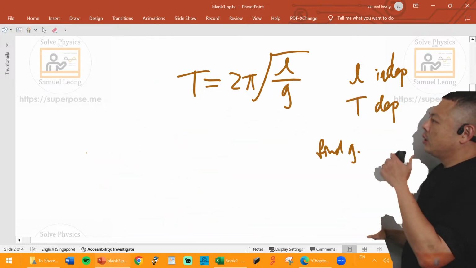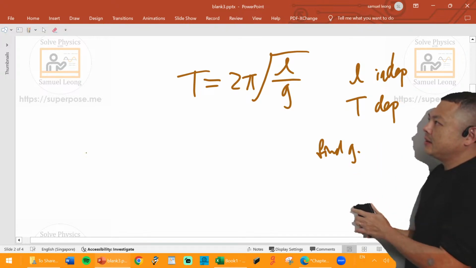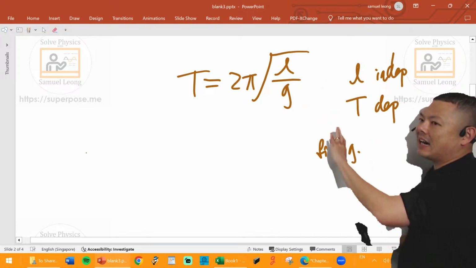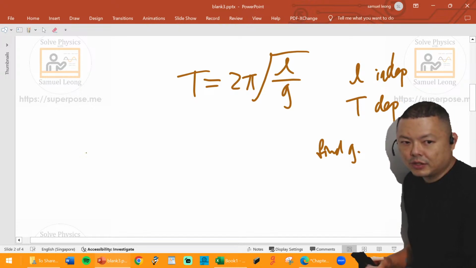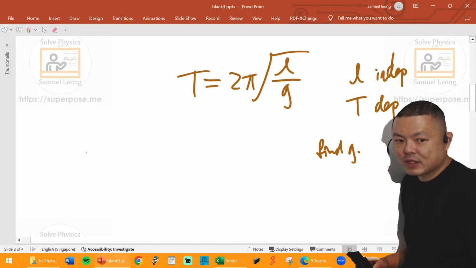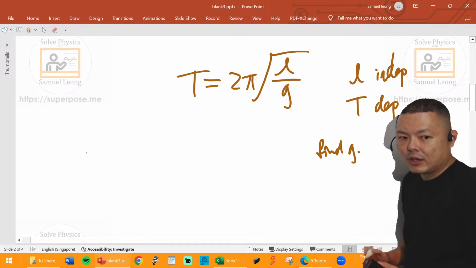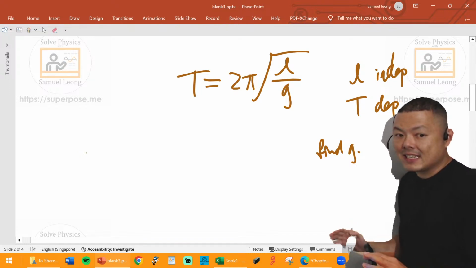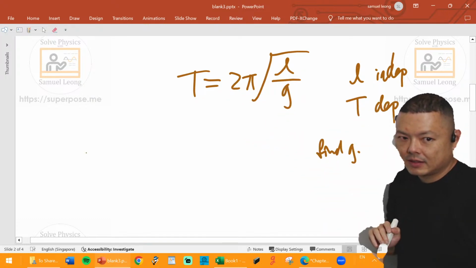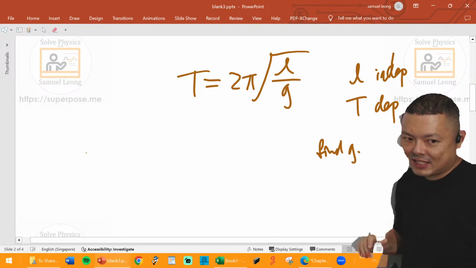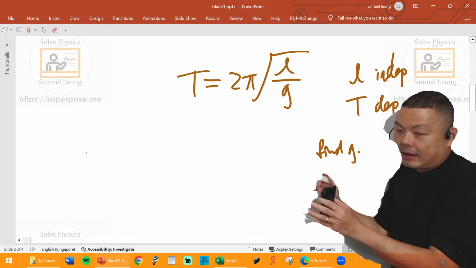So the fact of the matter is 1G, but T and L are not directly proportional to each other. They have a square root there. Correct? So what we want to do is maybe to make things easier. One way is you can plot T versus square root L if you want. But you have to plot it against square root L. Let me do one version.